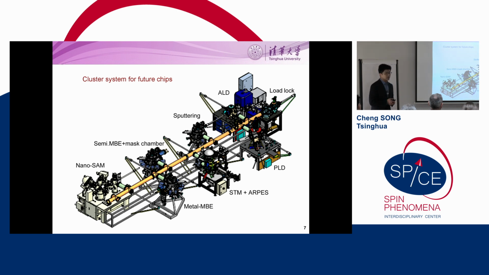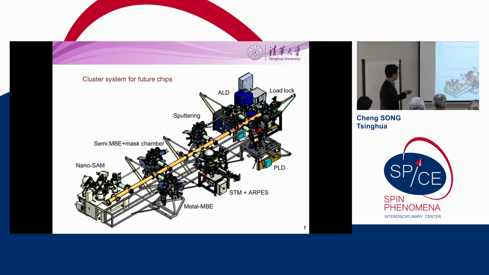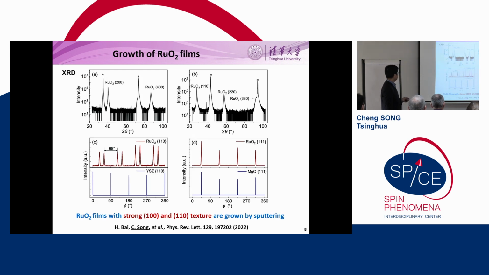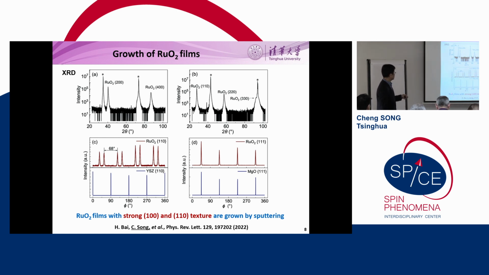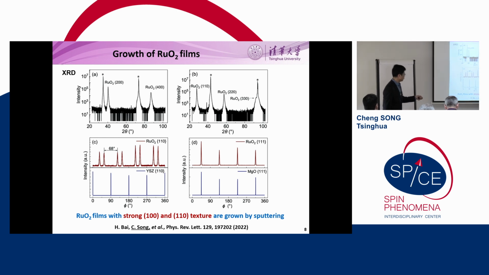We grow our samples in this cluster system. Of course, today I just use this sputtering system. Sometimes we combine MBE and sputtering, and we also do some in situ characterization in this system. We grow ruthenium oxide films by sputtering in the cluster system. One is ruthenium oxide 100, the other is 110 texture.